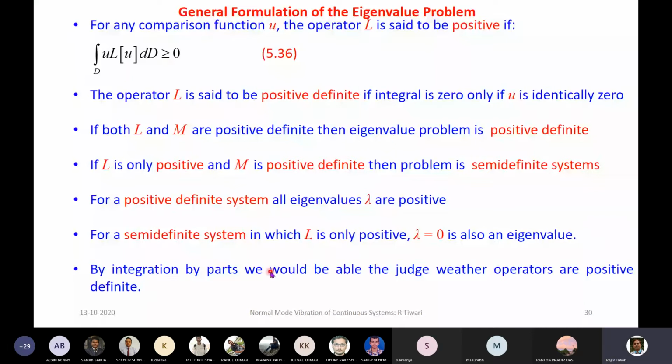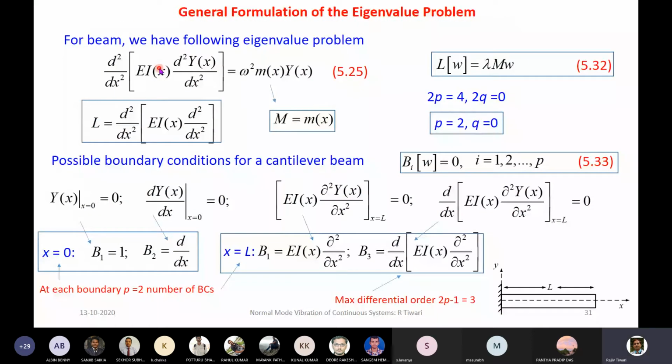But here, if you see, the integration is written with D. That means it applies not only to the one-dimensional problem, but also to the two-dimensional or three-dimensional problem. If we have a two-dimensional problem, this will be a double integral, and here we will have dx and dy. Similarly, for a three-dimensional problem, it will be a triple integral. Okay, so now we will look back at the beam case, with respect to the properties I defined.